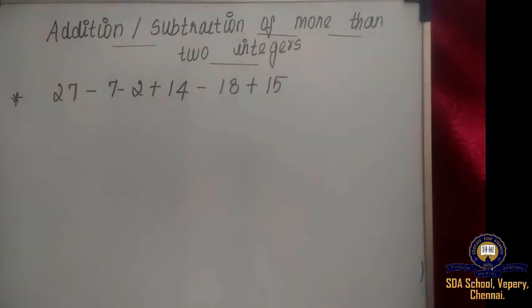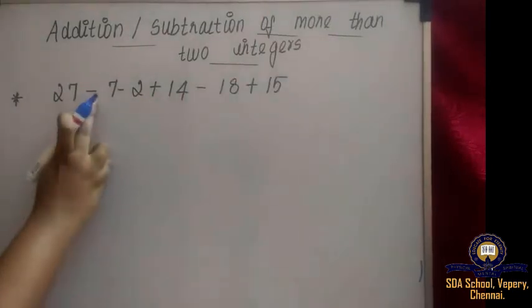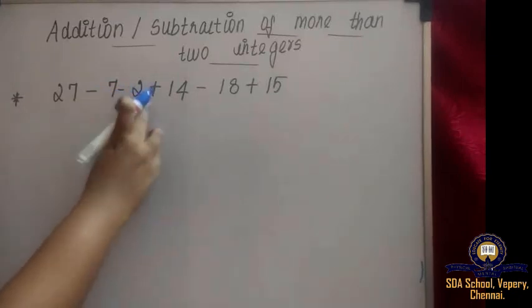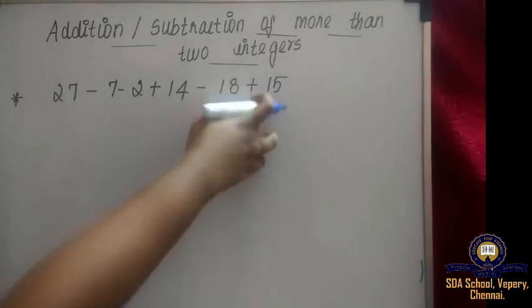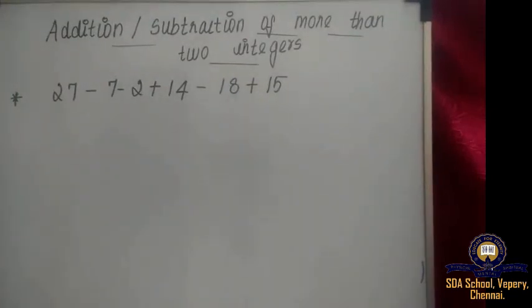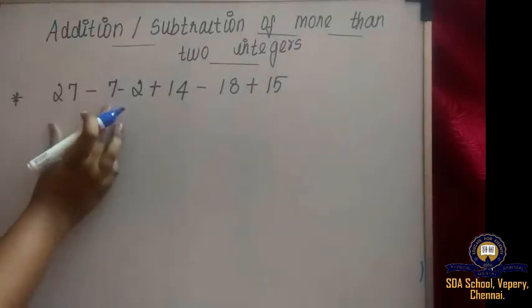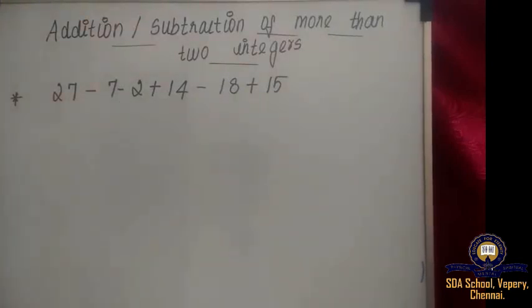Look at this problem. 27 minus 7 minus 2 plus 14 minus 18 plus 15. So you have more than 2 integers, right? You can use 2 methods to find the answer. So you can combine two integers and find as we did in the previous sum, or you can use this method. So first you have to find the sum of all positive integers.